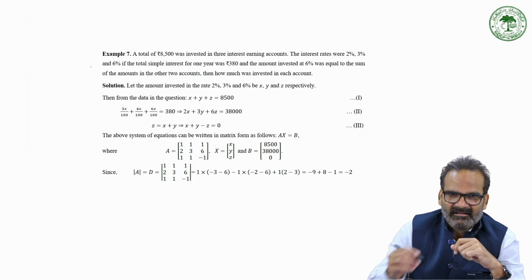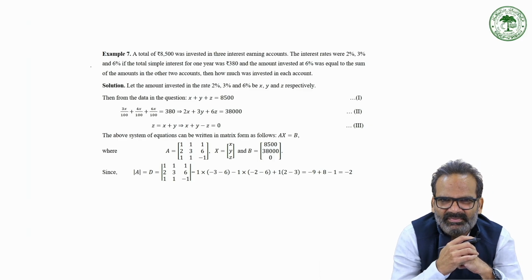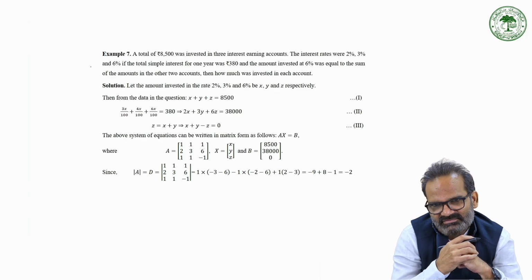Now, let us consider the same kind of problem in this lecture. What this problem actually says: a total of 8500 rupees was invested in three interest earning accounts. The interest rates were 2%, 3% and 6%. If the total simple interest for 1 year was rupees 380 and the amount invested at 6% was equal to the sum of the amounts in the other two accounts, then how much was invested in each account, right?